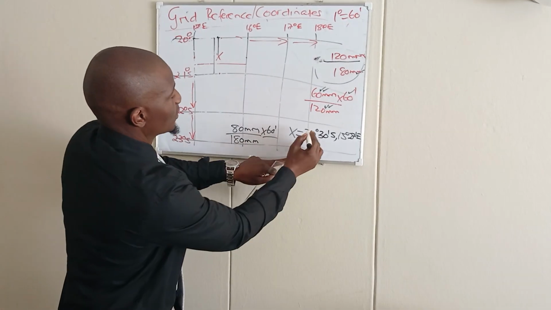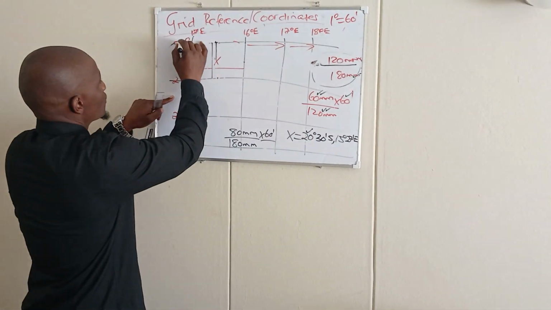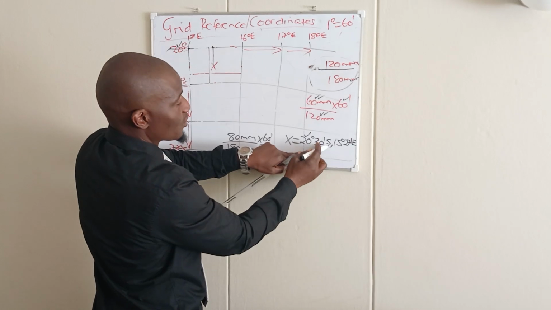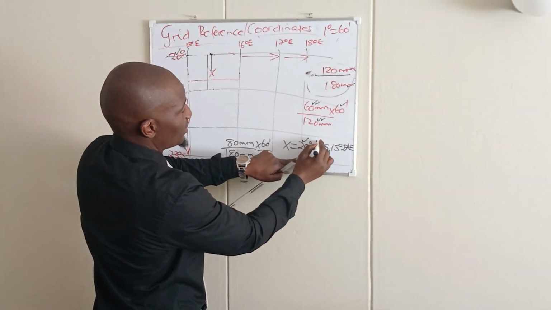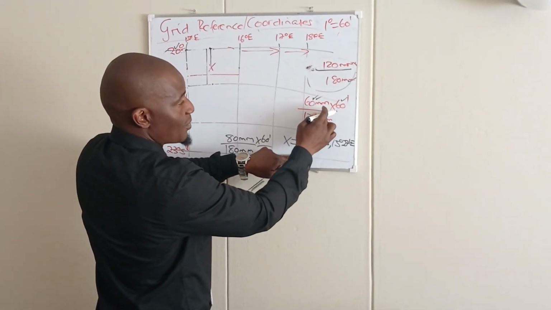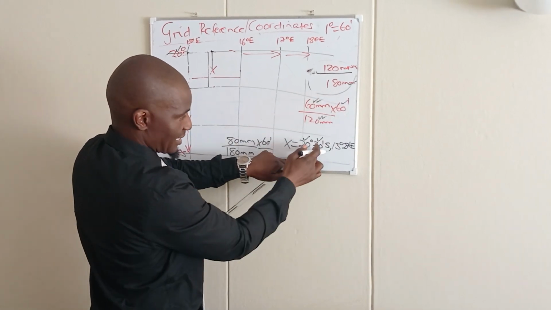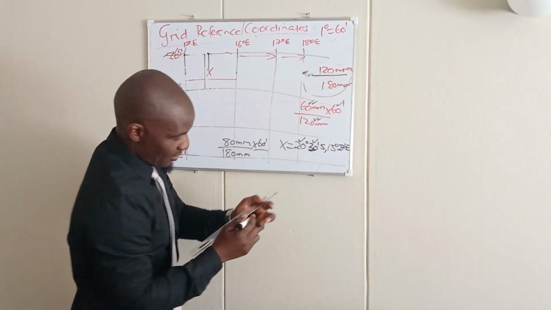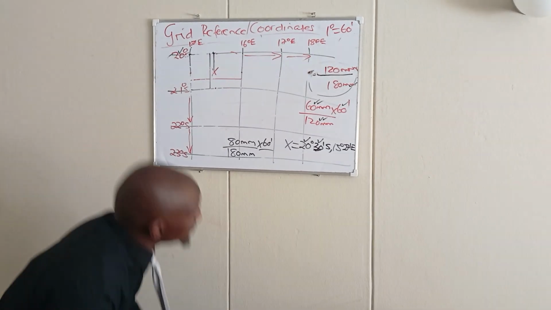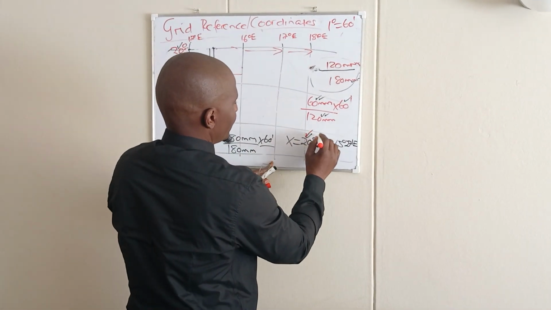So from there, I've got my latitude 20 degrees, which is this. Then I've got my location in terms of minutes, which is 30 minutes, because I've said 60 over 120 multiplied by 60 minutes. That's how I got the 30 minutes here. So I've got my degree, I've got my minutes.